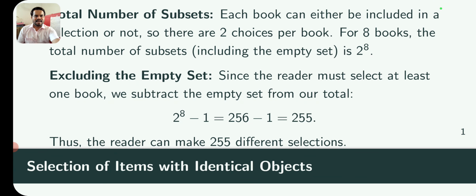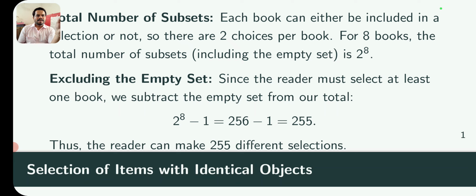Each book can either be included in a selection or not. So there are 2 choices per book. For 8 books, the total number of subsets is 2 raised to 8. Excluding the empty set, we subtract 1. We get 2 raised to 8 minus 1, which, simplified, equals 255. And thus the reader can make 255 different selections. So do you understand this example?